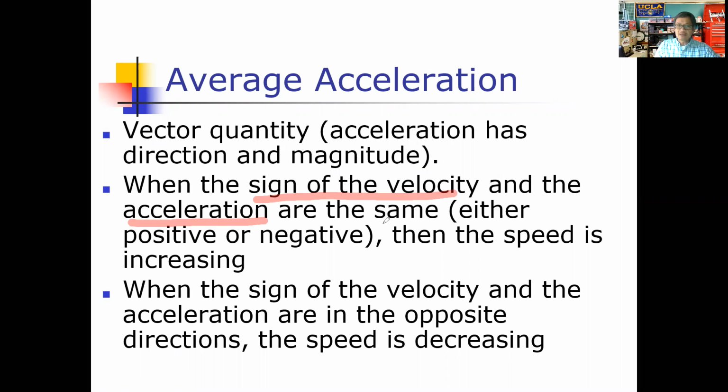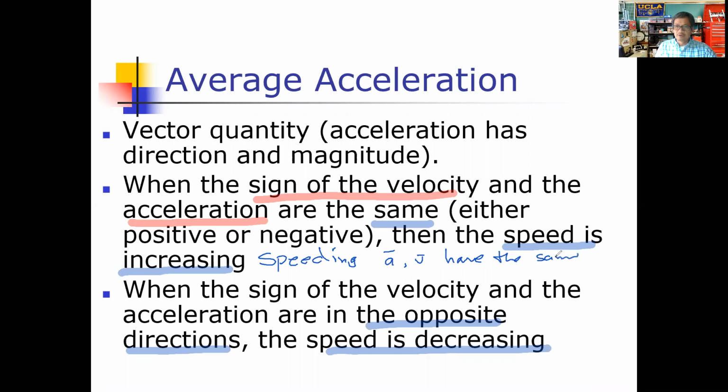When the directions and the signs are the same, then the speed increases, so the object is speeding up. When the signs are opposite, when the velocity and the acceleration are opposite in direction, then the object is slowing down. So in this first case, the object is going to be speeding up, which means the acceleration and the velocity have the same sign.